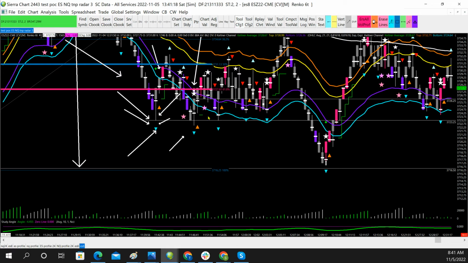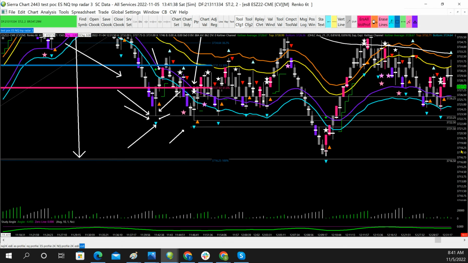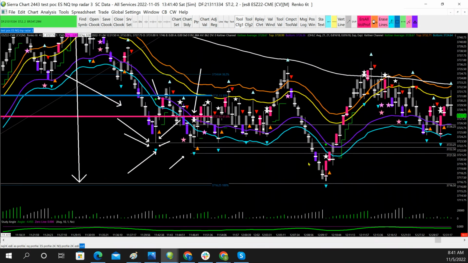So what's my risk? My stop is 1 point below that bar. So I measure the bottom of that bar, 37.26 and a quarter, 37.22. I'm going to put my stop at 37.2150. You don't have to add the extra point. I do. 37.2150. So it's either a 4 or 5 point risk.